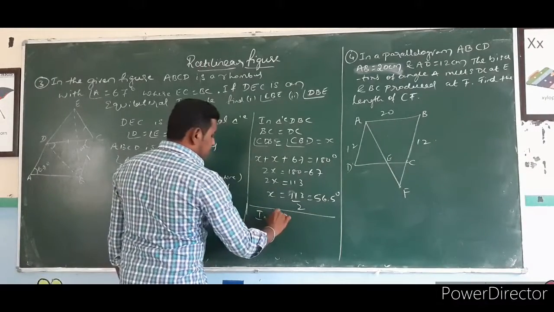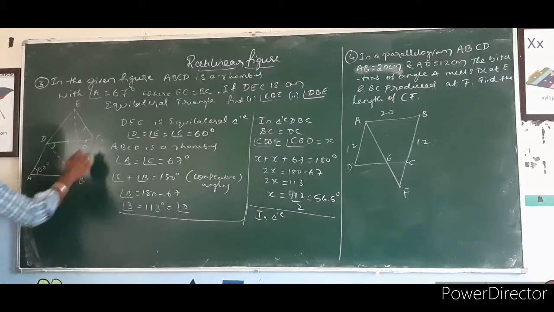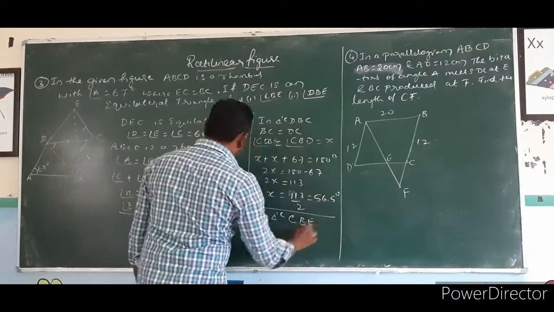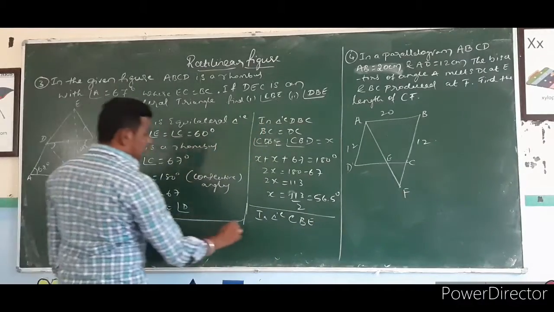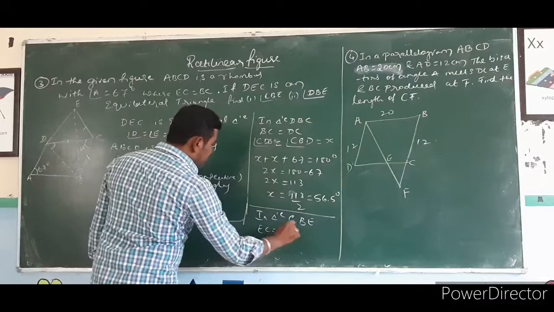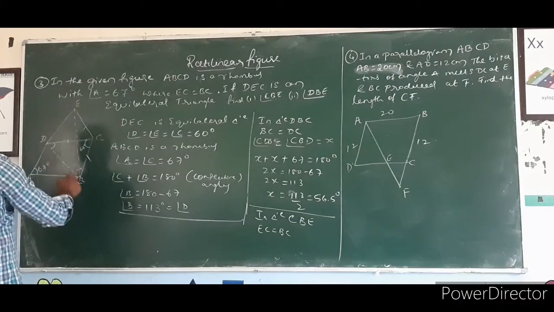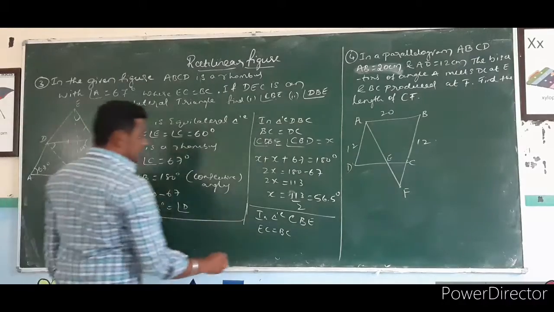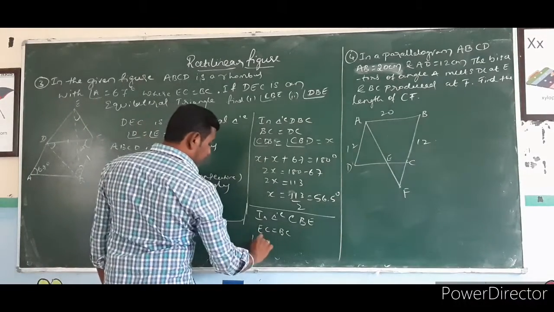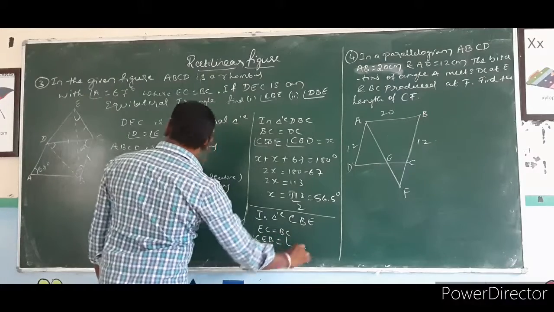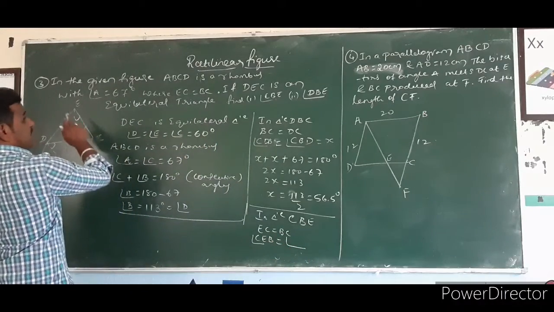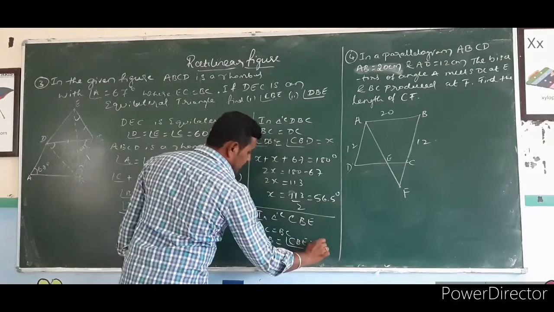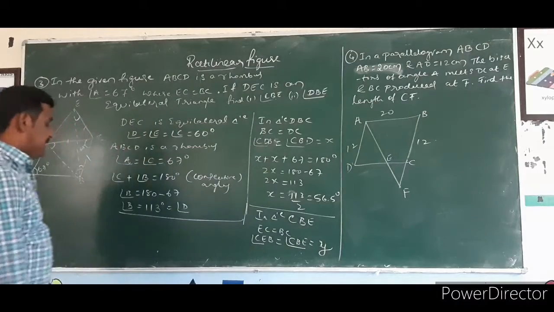Now you can consider the triangle CBE. Here EC and BC are equal, EC is equal to BC. Then angle CEB and angle CBE, these two angles are equal. CEB equals CBE. Both angles are equal. Let us consider that these two values are equal to y.